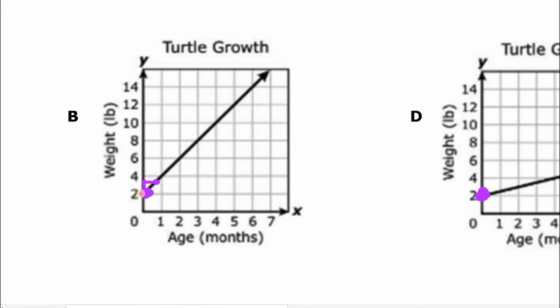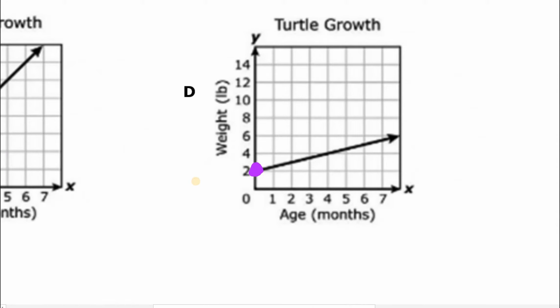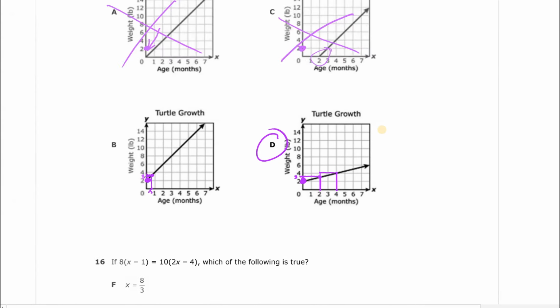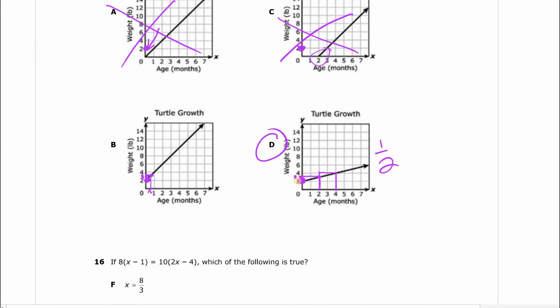We're having to, obviously, since it went from 2 to 4, think about 3, which is in the middle, and that only went 0.5 over. On this one, however, we go up 1, here's 3 in the middle, and then we went over 2, up 1 over 2. So the answer was D. It had a slope of 1/2 and a y-intercept of 2.